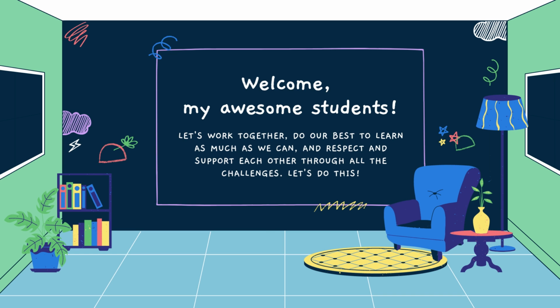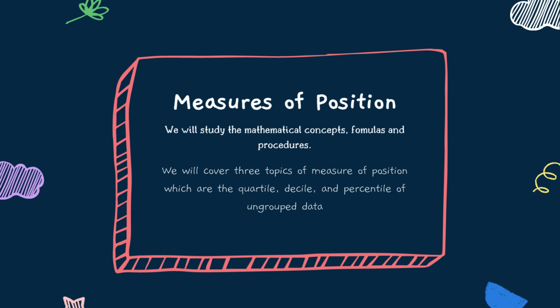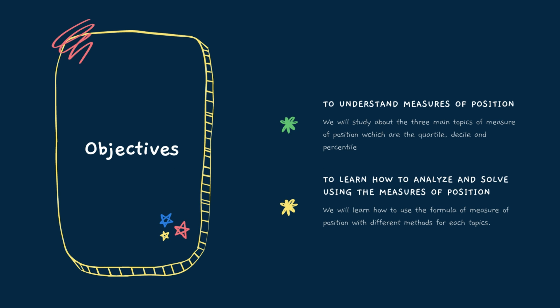Let's do this. So first, the topic is the measures of position. We will be studying the mathematical concepts, formulas, and procedures about the measures of position. We will cover three topics: the quartile, decile, and percentile of ungrouped data. Again, quartile, decile, and percentile of ungrouped data. For our objectives, we have to first understand the measures of position. We will be studying the three main topics I discussed earlier: quartile, decile, and percentile. Next, we're going to learn how to analyze and solve using the measures of position.